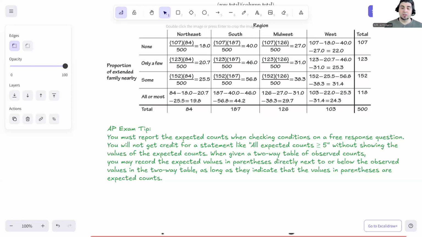Another tip is you have to report the expected counts when checking the conditions on a free response question, and you're not going to get credit for a statement like all expected counts are greater than or equal to 5 without showing the values of the expected counts. So when you're given a two-way table of observed counts, you can record the expected counts in parentheses directly next to or below the observed values in the two-way table, as long as you indicate somewhere that the values in the parentheses are the expected counts. So you have to literally show that the expected counts are all greater than 5.